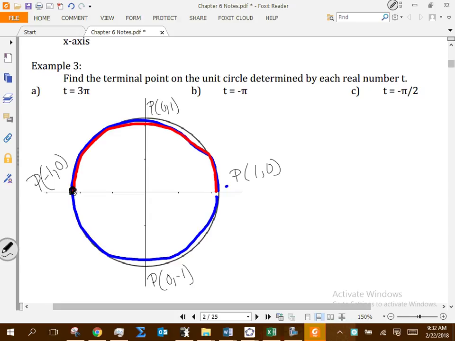If I go 4 pi, well, 4 pi is the same thing as 2 pi, same thing as 0, which is the point 1 comma 0, right? If I ask you what the cosine of 4 pi is, if you type it in, your calculator is going to give you that number right there. Does that make sense? Now let's talk briefly about why it's doing that.